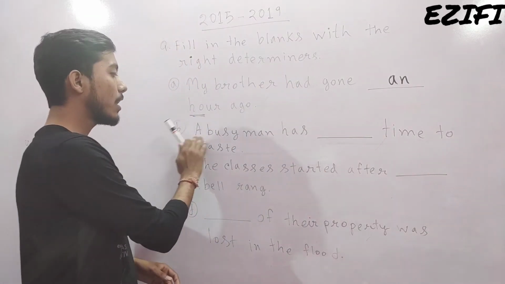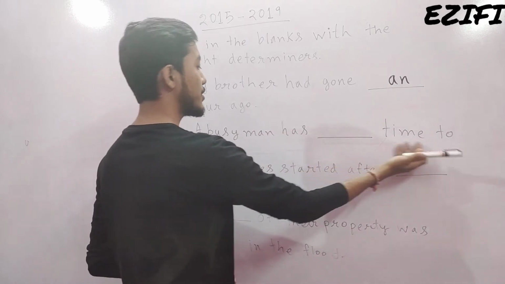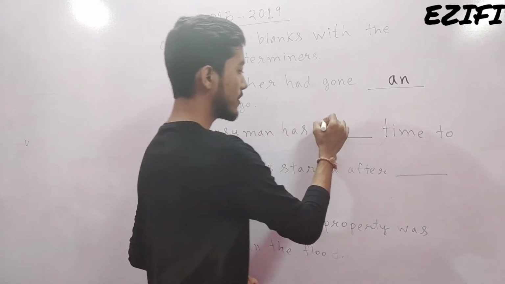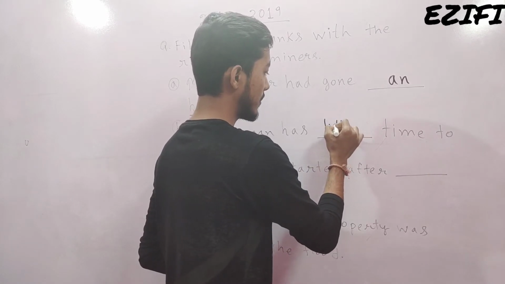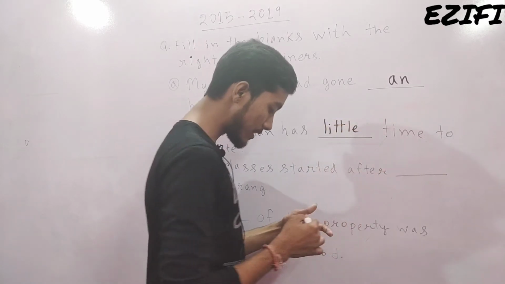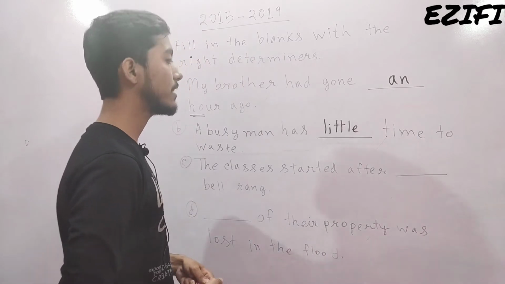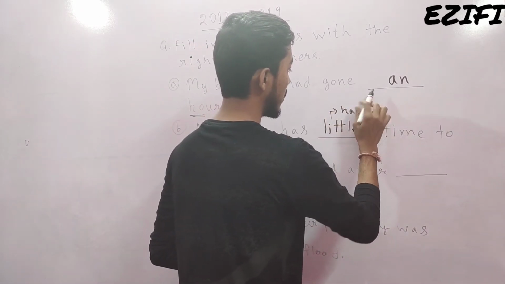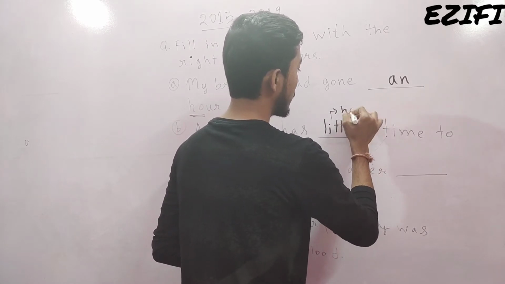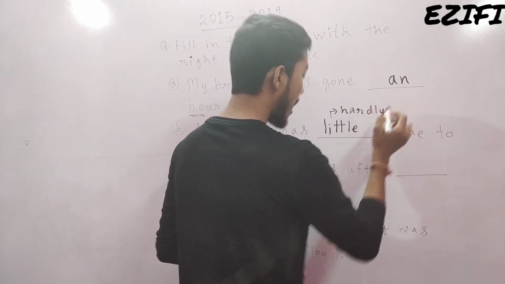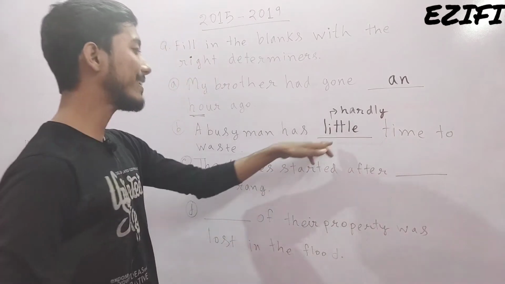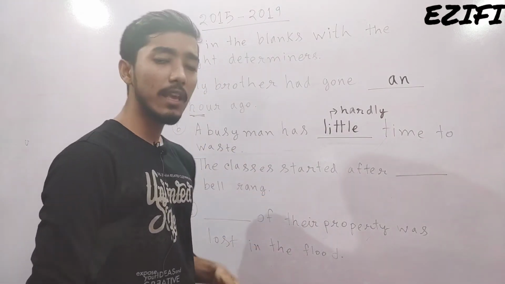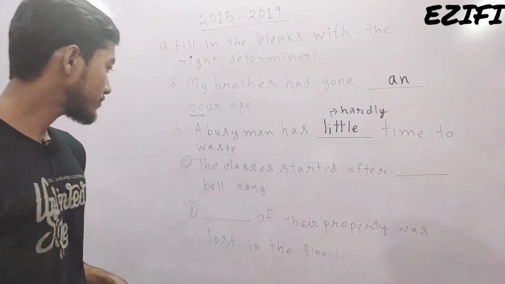Now next one, a busy man has dash time to waste. A busy man has little time to waste. Now little here refers to hardly. When we write little, we want to mean that a busy man has hardly any time to waste.